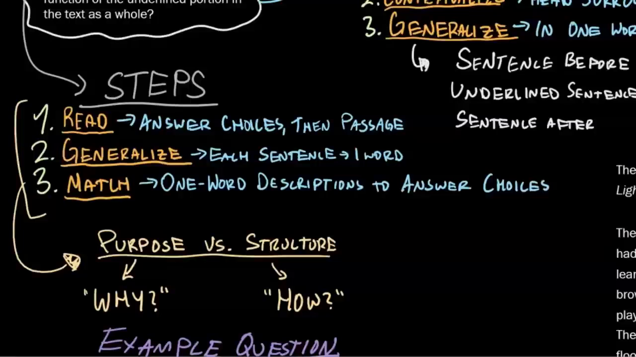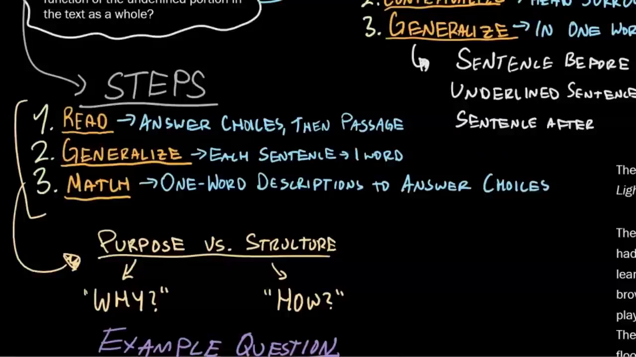Once you read the passage after you're done reading the answer choices, you want to generalize each sentence. Make it like a 1 or 2 word summary so you can look back at the answer choices and reference them, like, does this match what I'm seeing here? This might seem a little abstract, but we're going to go over an example question in a second that should make this pretty simple.